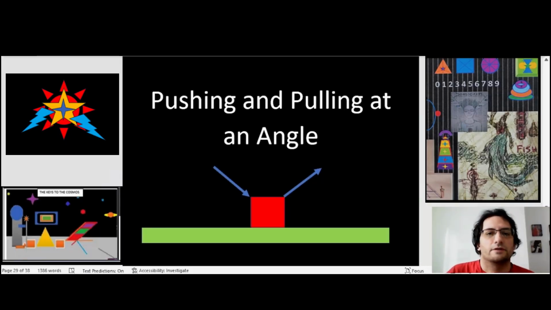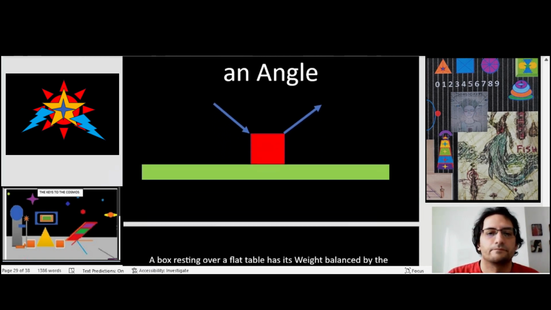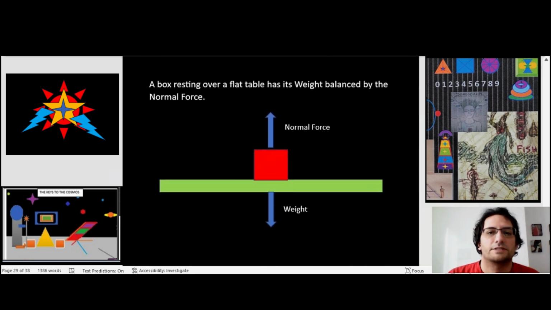Everyone, in this video we'll discuss pushing and pulling a box at an angle. A box resting over a flat table has its weight balanced by the normal force. Thus, the net force on the box is 0.